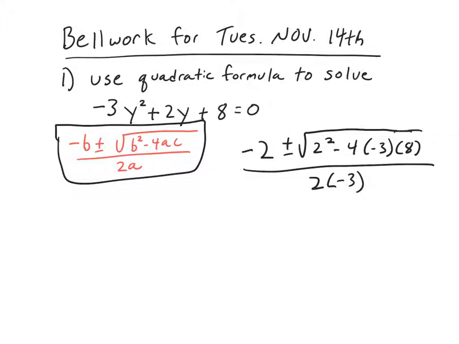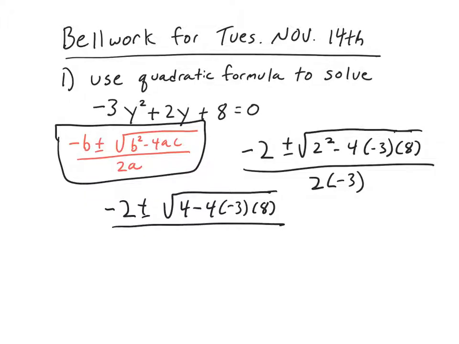Okay, then we'll go ahead and do underneath the radical first. So we'll get negative 2 plus or minus, and 2 squared is 4. So we have 4 minus 4 times negative 3 times 8. And then 2 times negative 3 is negative 6. Okay, so let's go ahead and multiply, and we'll get negative 2 plus or minus square root of 4.